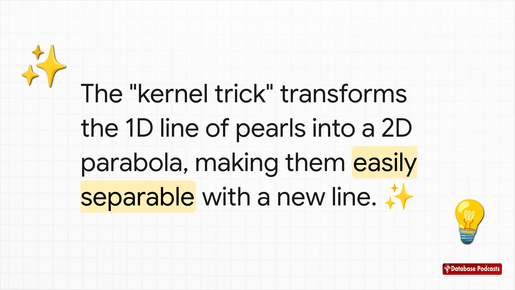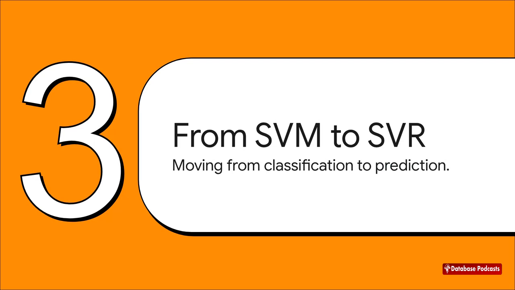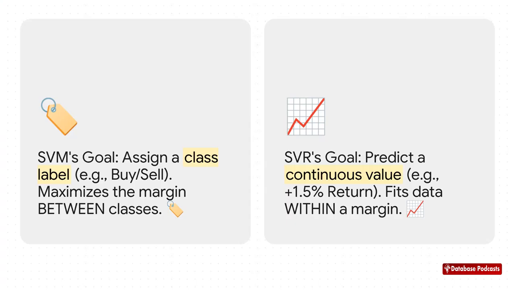Problem solved. It's brilliant. So we've seen that SVMs are fantastic at classifying data, sorting things into clean categories. But for something like tactical asset allocation, we need a little more. We don't just want to classify an asset as good or bad. We actually want to forecast a specific value, like its future return. This means we have to make a pretty big mental shift from classification to what's known as regression.